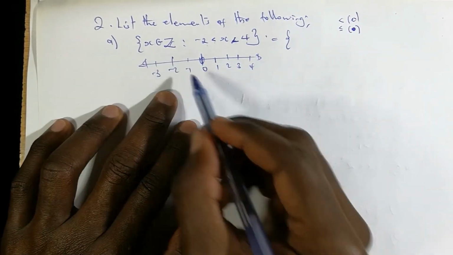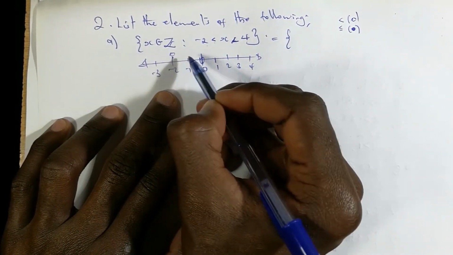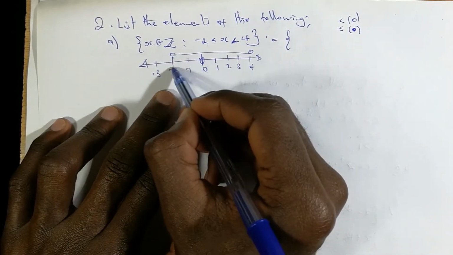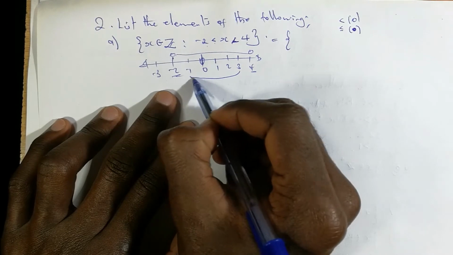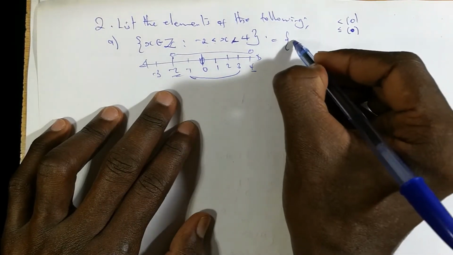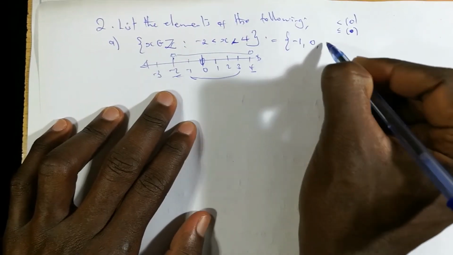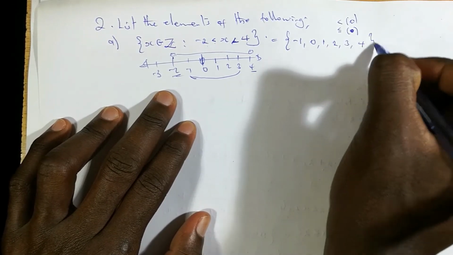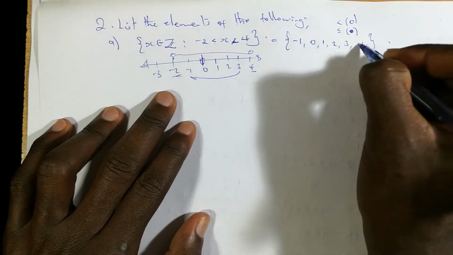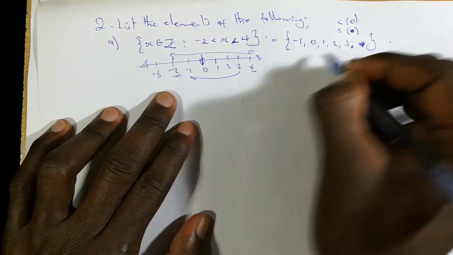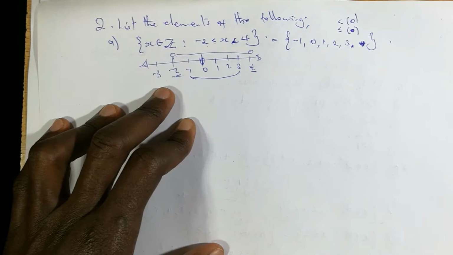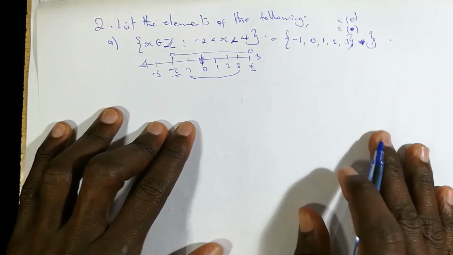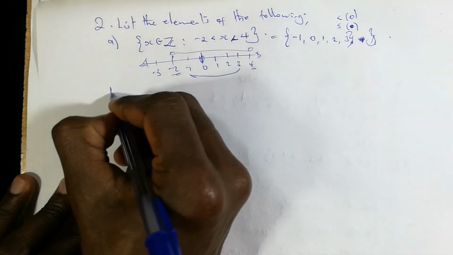So you see that we would skip this, we would not include this, and we consider this one here. So we have our listing become -1, 0, 1, 2, 3, 4. Sorry, we are not including 4. Yeah, we are not including 4. So we stop here. We can check on another one.